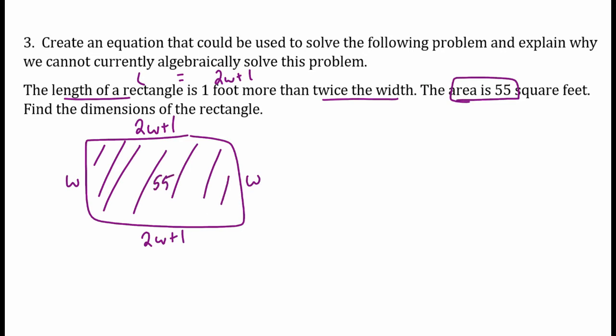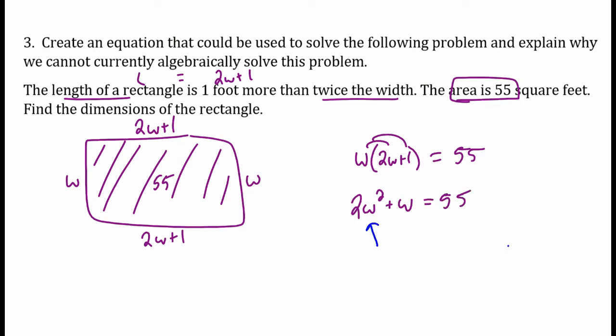Well, how do I find area? Well, area is length times width. It's the product of the length and width. Gives me 55. So 2w squared plus w equals 55. Notice this has a w squared. This is not linear.